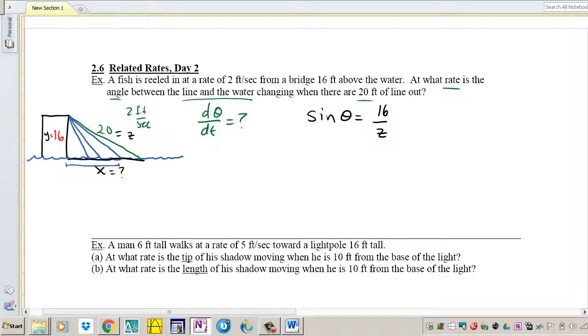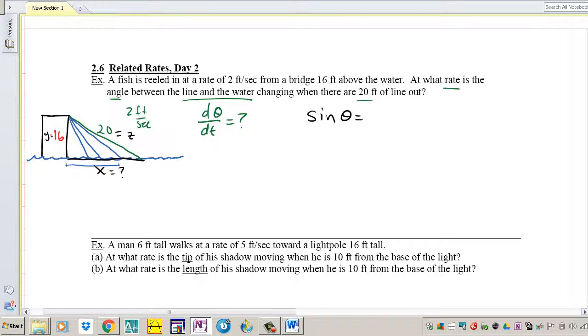Okay, so what does that mean? That means that my z and my x are varying. So they're my variables. So I cannot express z as 20 yet because 20 is what the line is at that moment in time. So I'm going to leave my z the way it is. Now, sine of theta is equal to 16 over z, which is the same thing as 16 z to the negative first. Now, let me go ahead and erase this so we can have it all together.